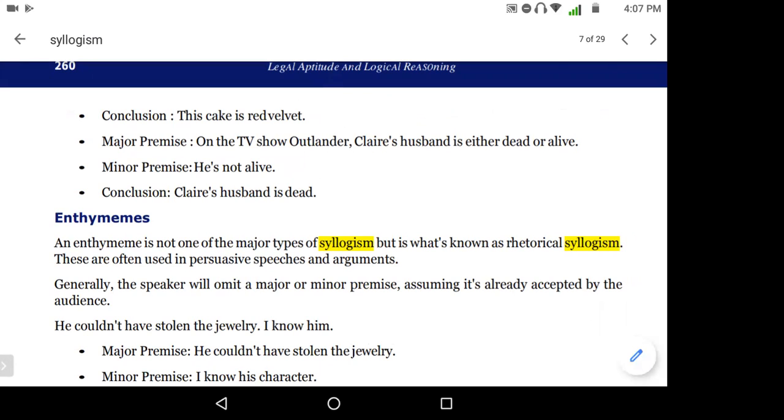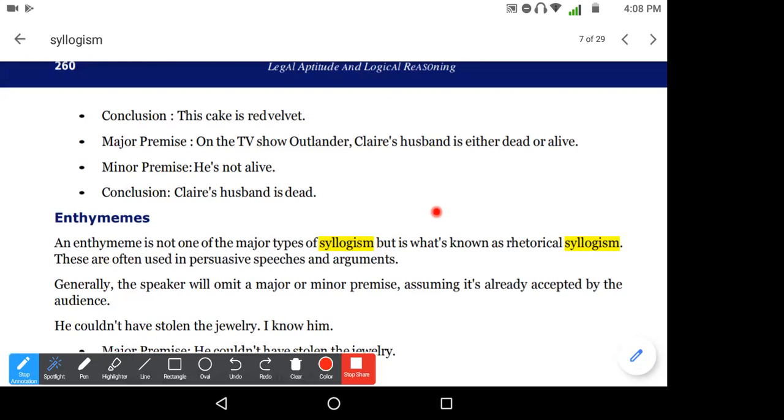We are saying it is a red velvet or chocolate. So if it is not a chocolate, it means it is a red velvet. There are two options. What are the two options? Red velvet, chocolate. If it is not a chocolate, it means it is a red velvet. If one is false, the other one is true. Okay, so that is how we do it.